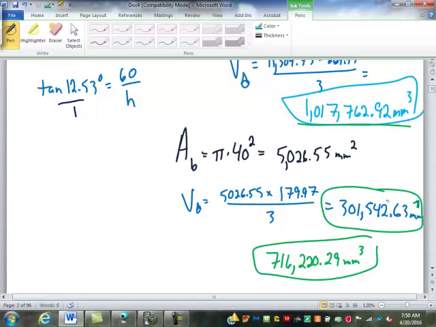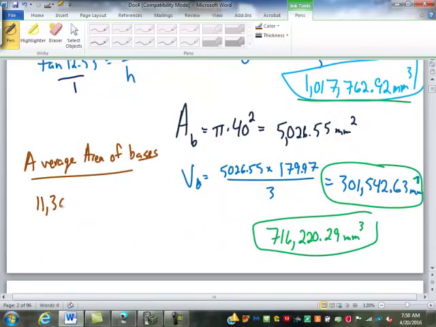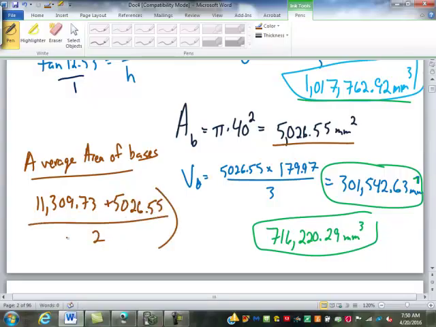But I want to take a look at, would there be an easier way of getting an answer close enough to that? Well, when we did trapezoids, we took the average of the bases and multiplied by the height. So one possible approximation of this is to take the average area of the bases. So what do we have for area of the bases? We had the 11,309.73, and we had the 5,026. So if we add those together and divide by 2, and our height was 90, right? Let's see what we come up with.